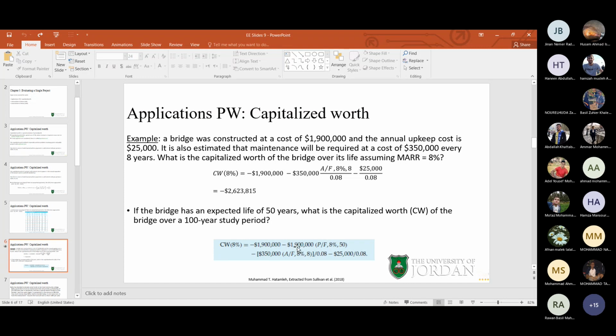Now I have the 1.9 million at end of year 50. I convert it to year 0 to give me the capitalized worth, which is again basically one of the applications of the present worth. So I can get the values from the tables, and I get the total cost that I need right now in order to support or to cover the expenses of that bridge for 100 years.